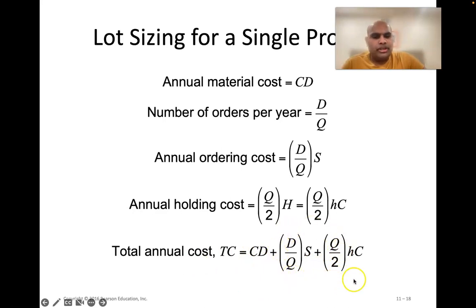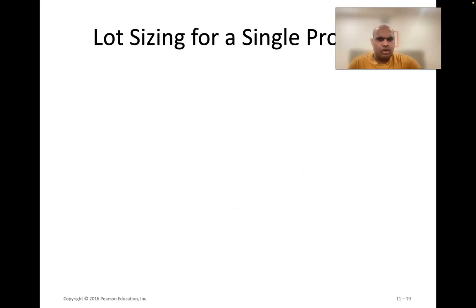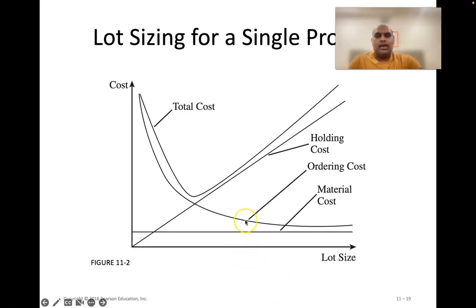So just the holding and ordering costs together are called inventory related costs, because material cost is not exactly inventory related cost, not directly. So sometimes it's just called inventory related cost, but that's something to keep in mind. Right? Okay. So if you look at the ordering cost and holding cost, this is what the curves look like.